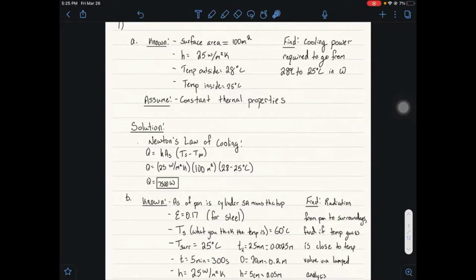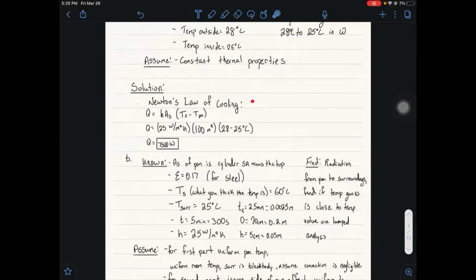Then I say to assume constant thermal properties, and we just need to figure out the cooling power required to go from a certain temperature to another. So for the first part, it's just Newton's law of cooling, and you get an answer there.